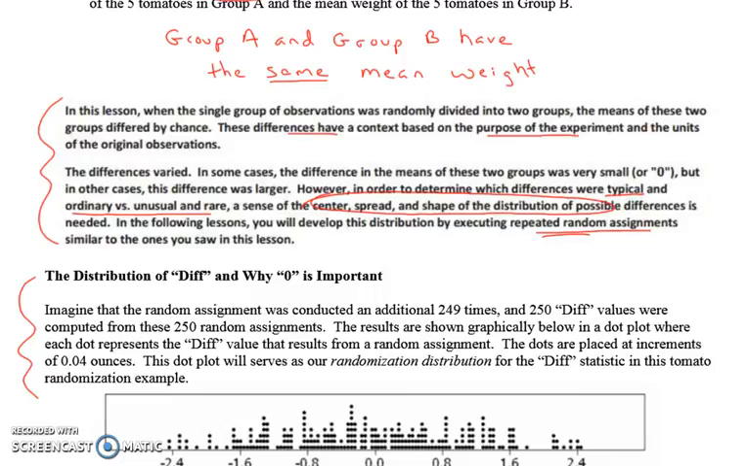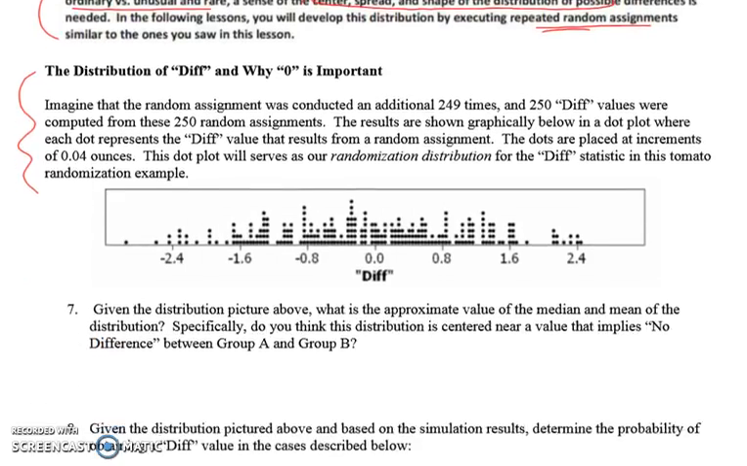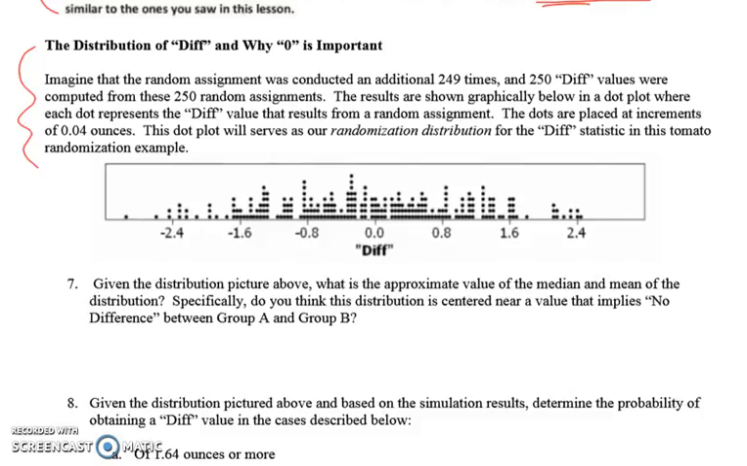And in order to get a sense of whether or not the treatment itself had an effect, we're going to have to look at the center, spread, and shape of the distribution if I were to run this repeated times. So I separated the tomatoes into 2 different groups, but I need to continuously do this to really get a sense of whether or not the treatment is going to be effective. And that's where the distribution of the diff score comes in.